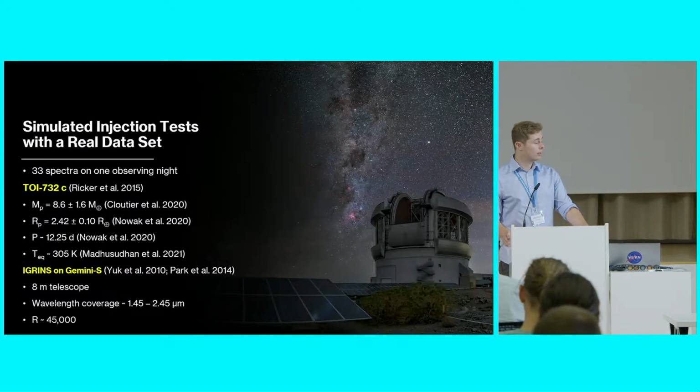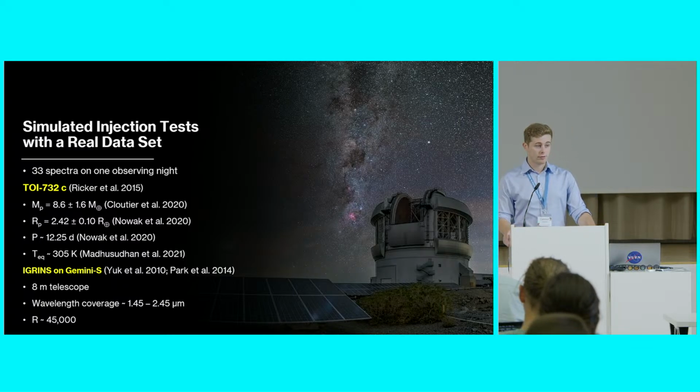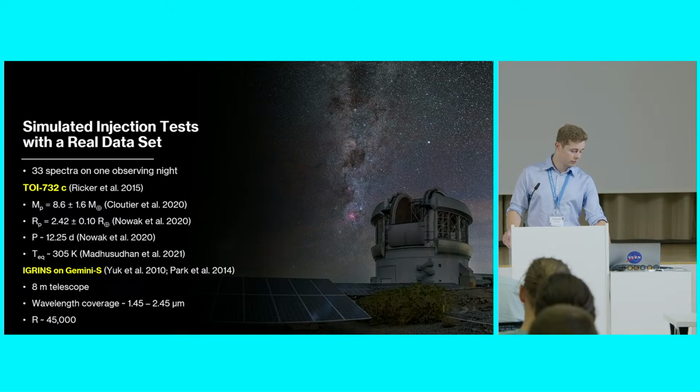So in our work here, we've done a series of injection and recovery tests to try and probe the limit of how low velocity we can go. To do these, we've used as a template a real data set taken of TOI 732c, which is a temperate sub-Neptune, with a period of around 12 days and an equilibrium temperature of around 300 Kelvin. These observations were 33 spectra in one observing night, taken with IGRINS on Gemini South, which is an 8-meter class telescope, with wavelength coverage in the H and K bands, and a resolution of around 45,000.